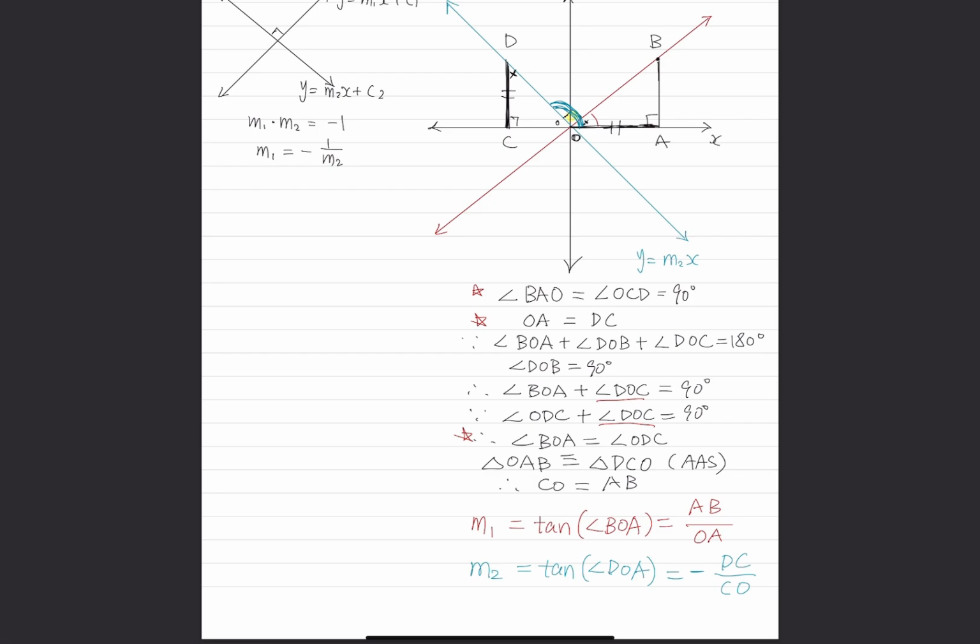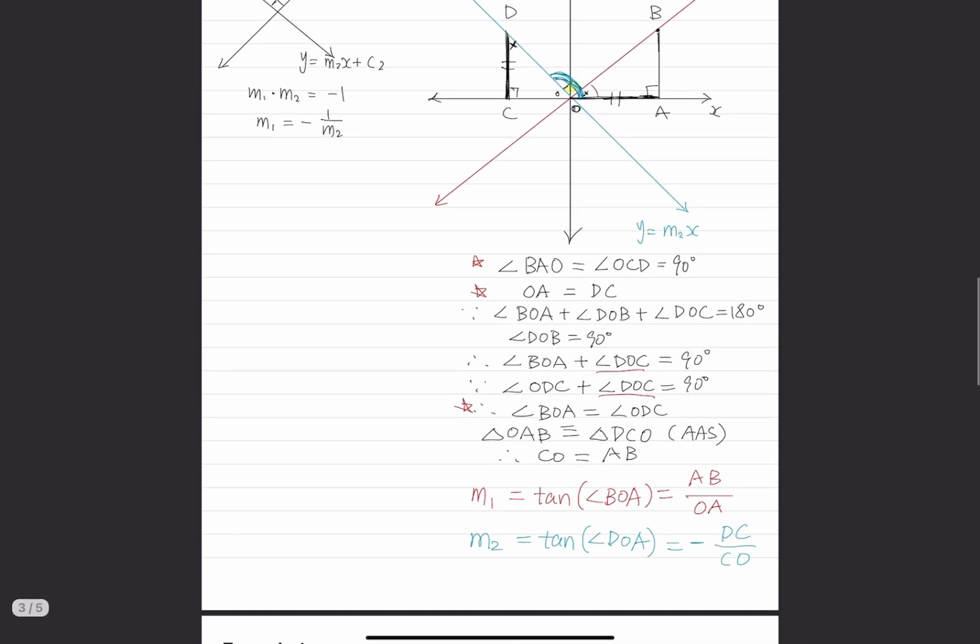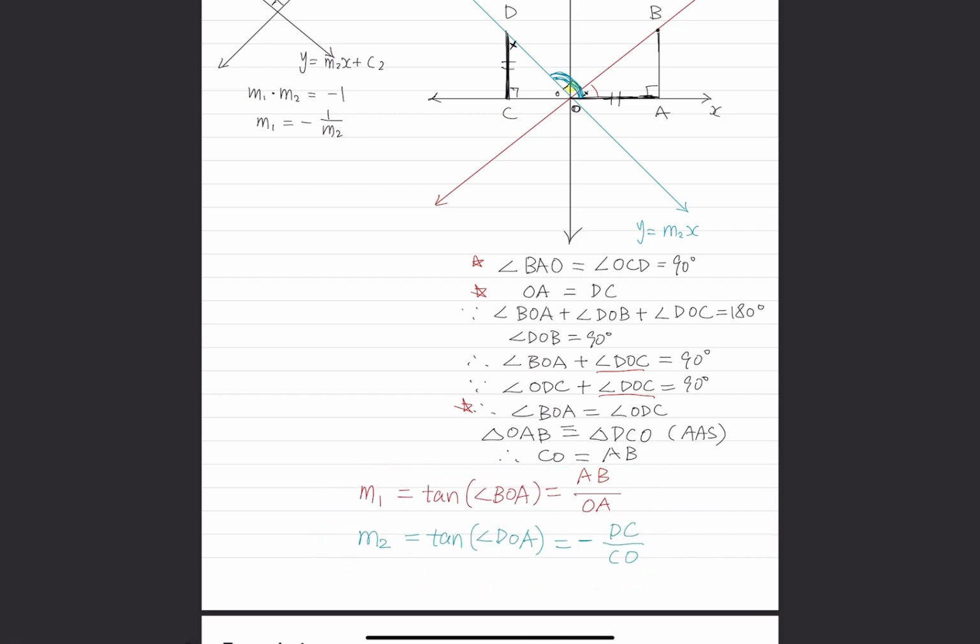Okay. All right. Now, so we got the ratios of the sides. Now, since we have proved the two triangles are congruent, we can replace DC and CO in terms of OA and AB, right? So I'll be putting this to the side a bit so I can continue right here. We know that DC is equal to OA, and CO is equal to AB, right? And don't forget, very important, we have a negative.